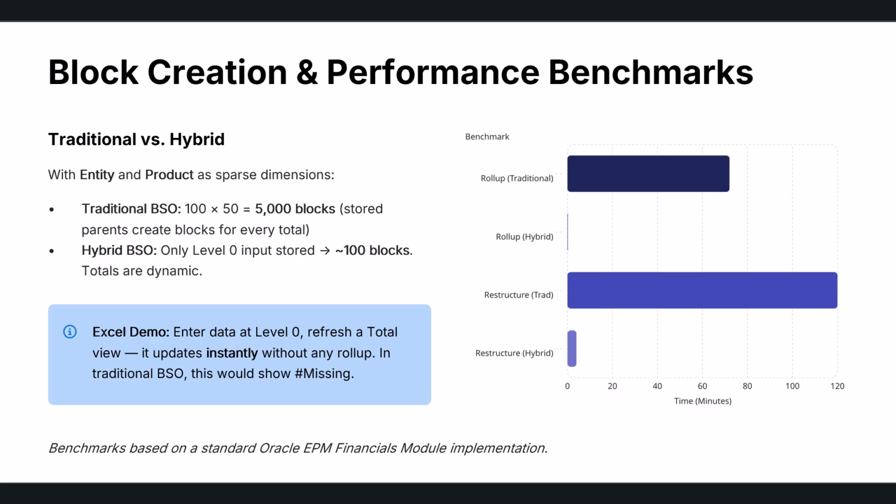On this slide, we'll highlight how block counts and performance change between traditional and hybrid BSO. Let's take an example where we have 100 members in our entity dimension and the product dimension has 50 members, both defined as sparse dimensions. So the potential sparse grid will be 100 times 50, that is 5000 combinations. First, let's see what happens in the traditional BSO. In traditional BSO, if parents are stored, we end up with blocks not just for level 0 entities and products but also for the parent combinations.